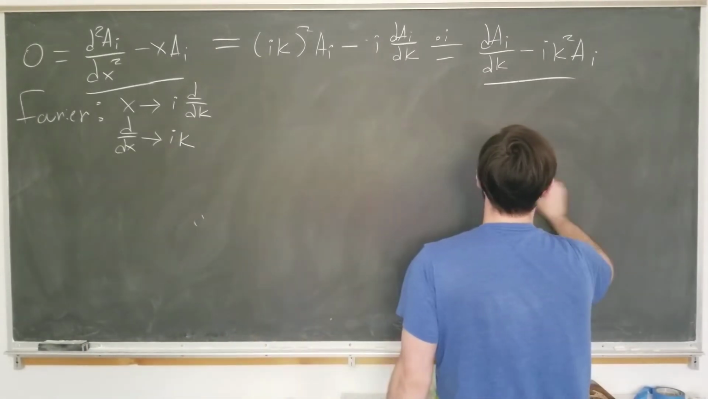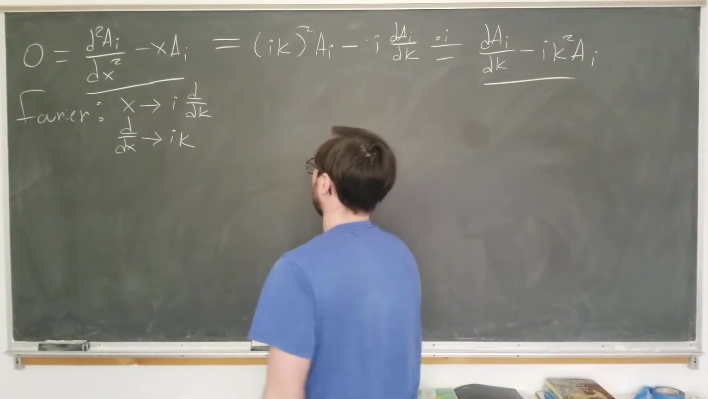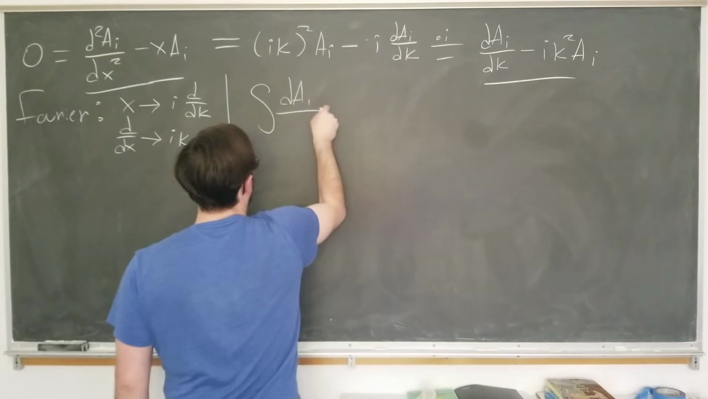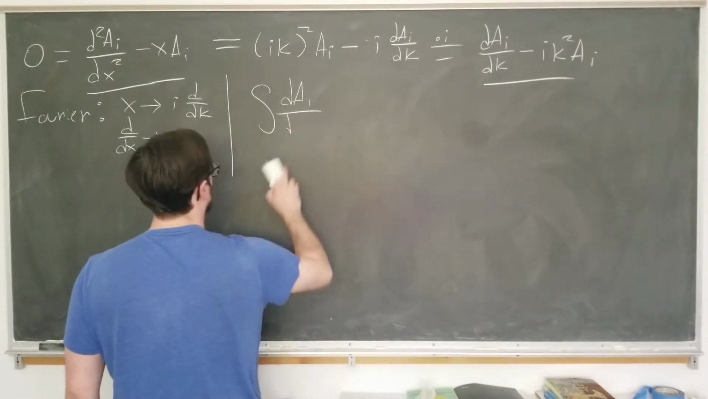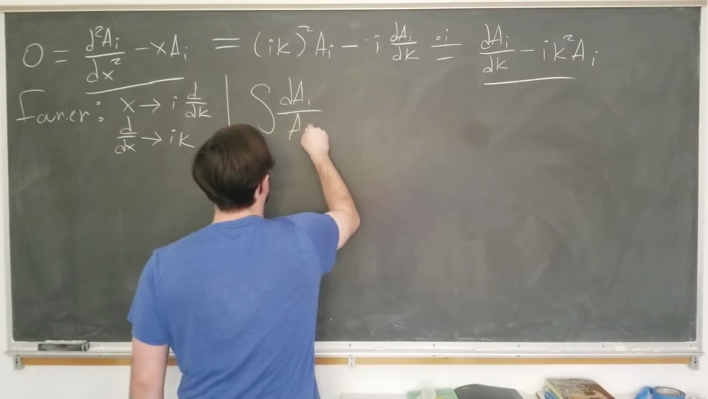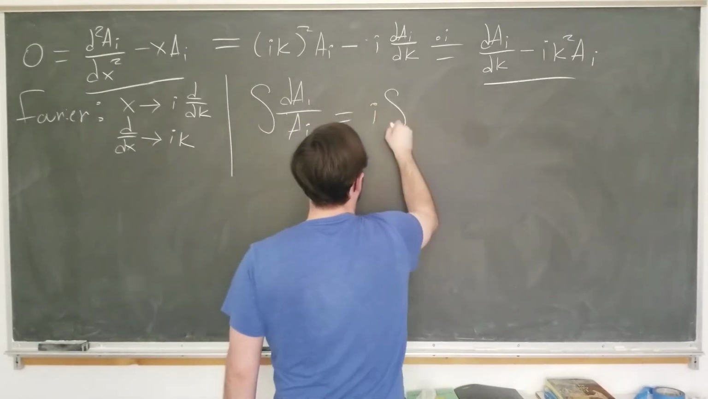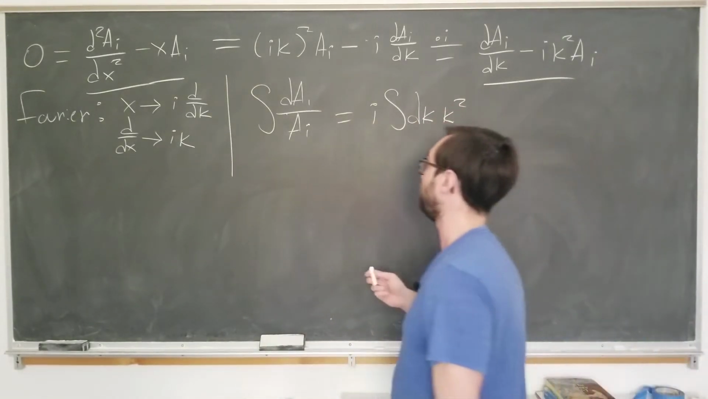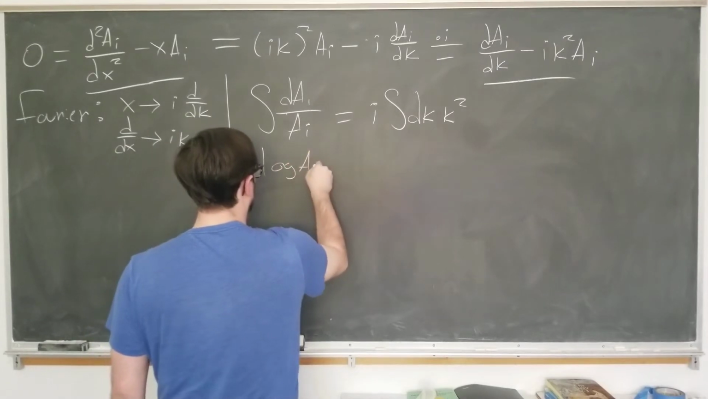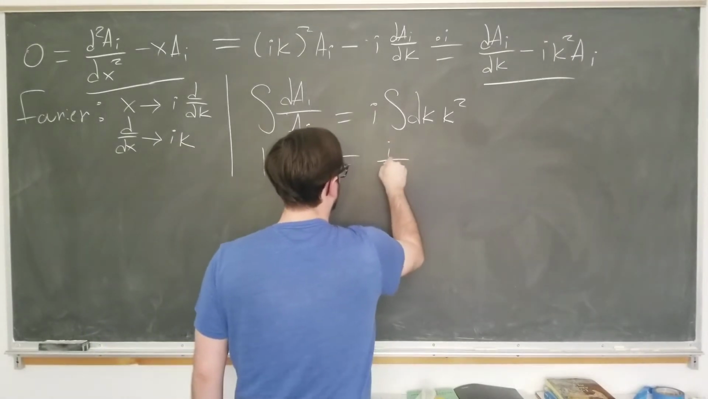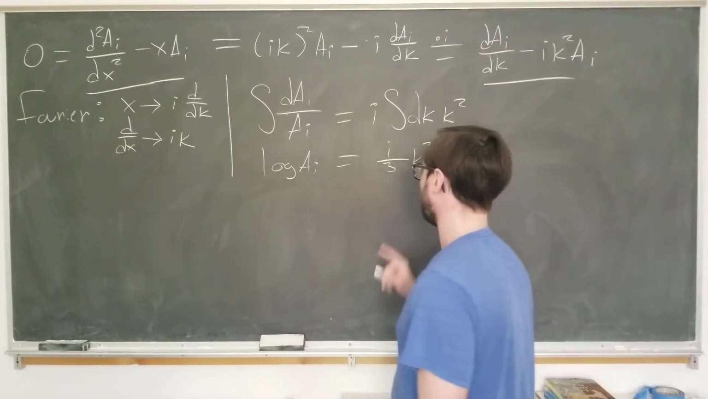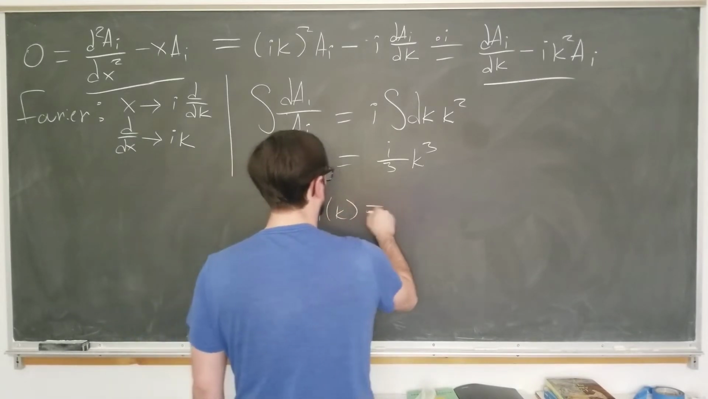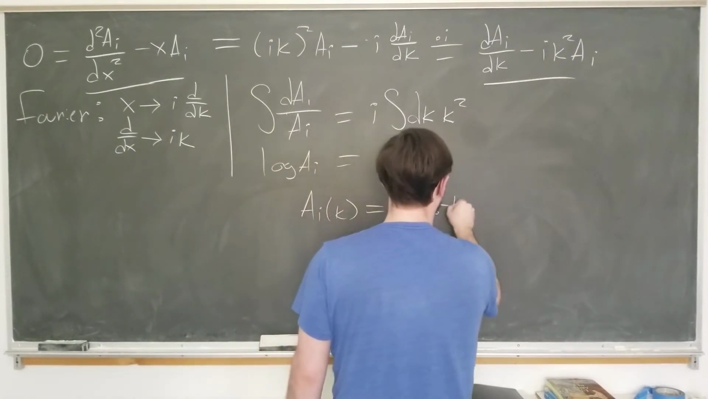Since we have a first order homogeneous equation, it is now separable. So we can write integral of dAi by Ai is equal to i integral with respect to k of k squared, which can be very easily evaluated as log of Ai on the left and i over 3 k cubed on the right. Exponentiating both sides, we have Ai as a function of k is now e to the i over 3 k cubed.